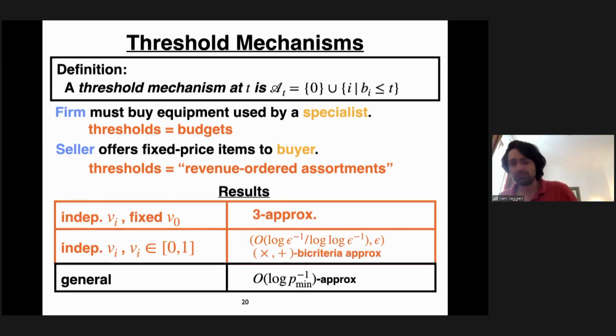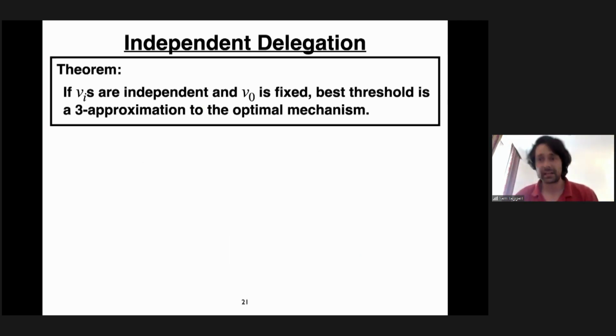I'm going to show you the first 2. In particular, I think there's some really cool economic intuitions for the first result, and then maybe I'll talk a little bit about the second one. So here's the first result stated formally.